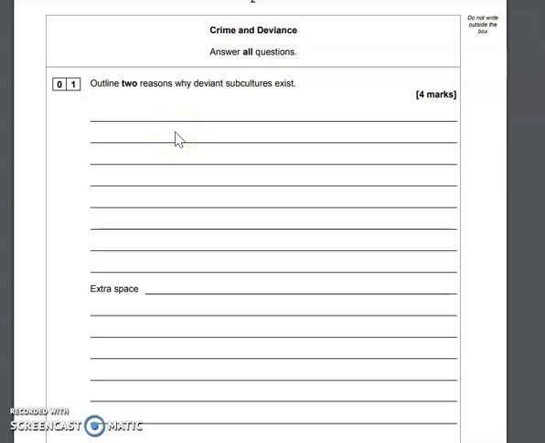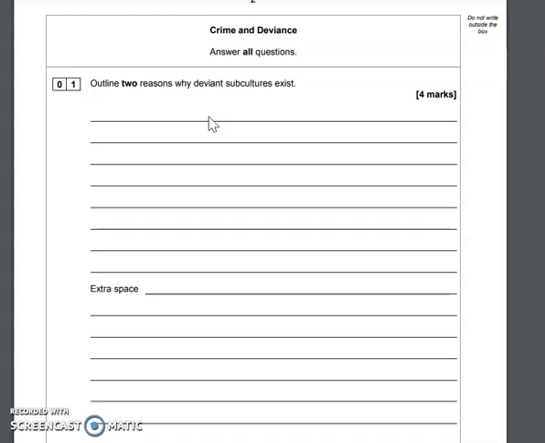So looking at question 1, this is asking you for reasons, and that is your trigger word, and that will give you your identification mark, and then you need to explain it to get the second mark. Now this question was generally answered quite well. Most students were able to identify 2 reasons. They tended to be things like blocked opportunities, status frustration, or the inability to achieve society's mainstream goals. Some students did also talk about labelling or being marginalised, or the criminal environment as their reasons.